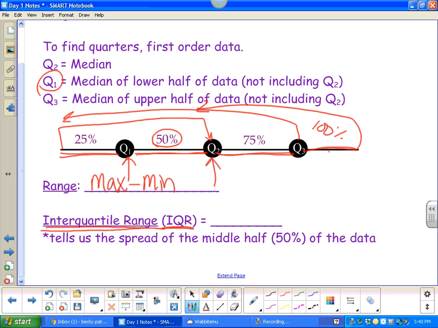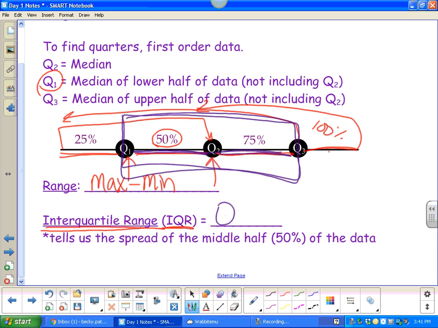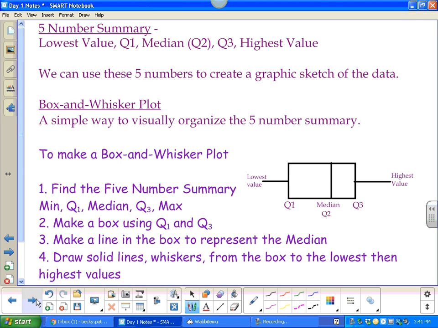So this is getting kind of messy, but it's this part right here. So it's your middle 50%. Because remember, this is 25%, and so is this. So that's going to be Q3 minus Q1 to find your middle 50%. So here we go. We've got our 5-number summary, which is the lowest value, which is going to be your minimum, your Q1, your median, which is Q2, your Q3, and your highest value, which is your max.